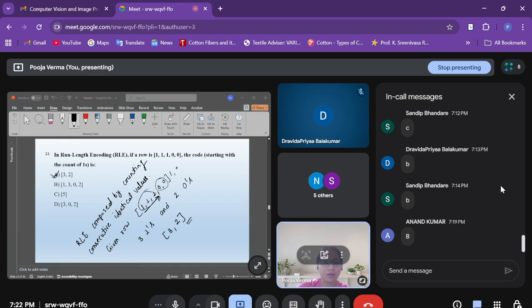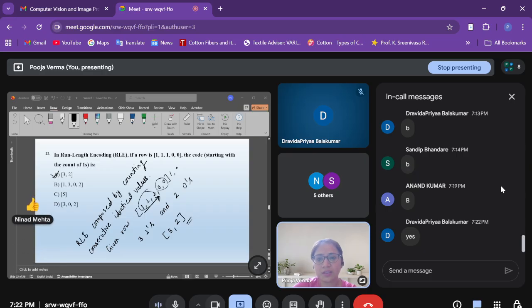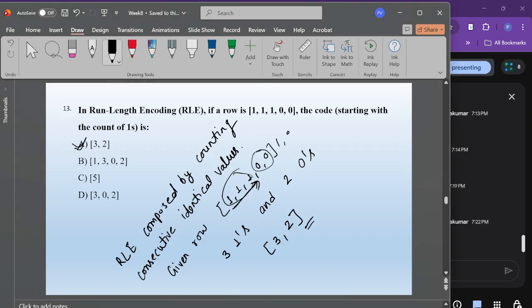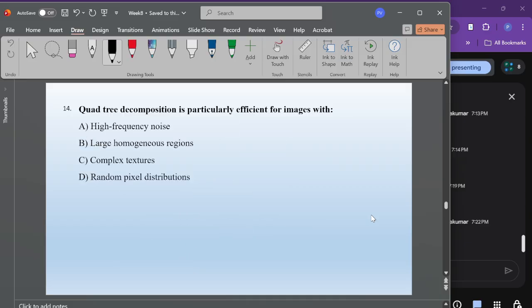Is it fine? Have you understood this question? What are they asking exactly? It is written, starting with the count of ones. So we just need to count in a row how many consecutive ones and zeros or any other number there are. Okay, I hope all of you have understood. So now moving to our next question.